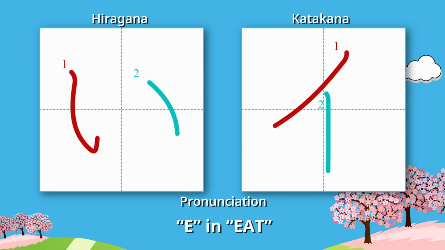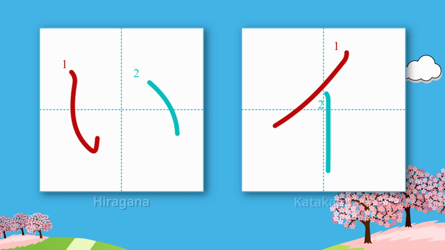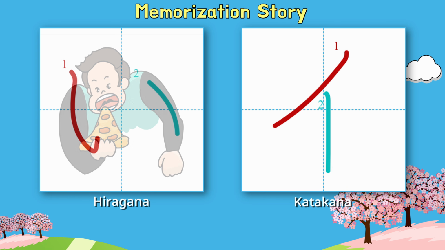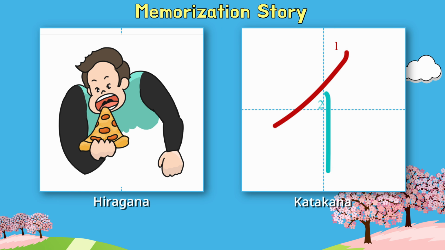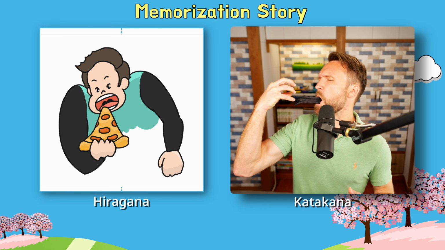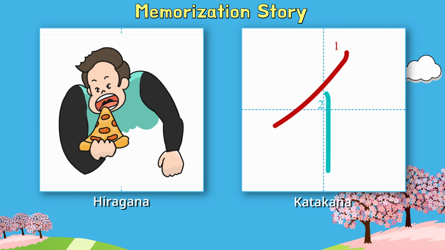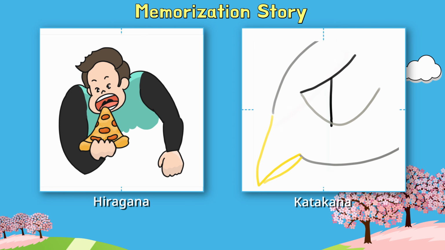Though the letter I is usually used to represent these in Roman characters, the sound represented by them is actually more like the E in eat. The hiragana I looks like a person's arms to me. The right one is flexing up for them to eat the pizza they're holding. The katakana I, on the other hand, looks like the evil eye of an eagle.